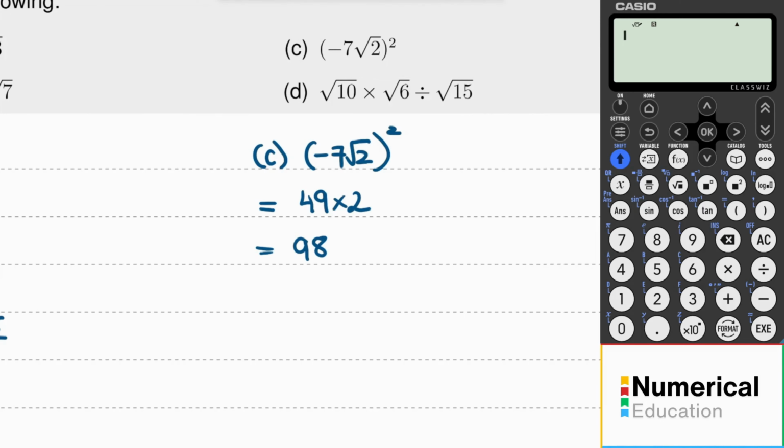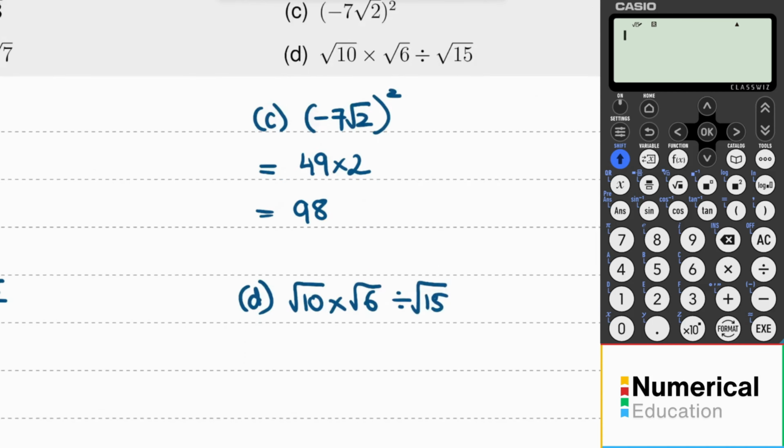All right, so just be careful. Each individual thing inside that bracket needs to be squared, and then we've got the 49 times the 2 to give us the 98. All right, part D, root 10 times root 6 divided by root 15.